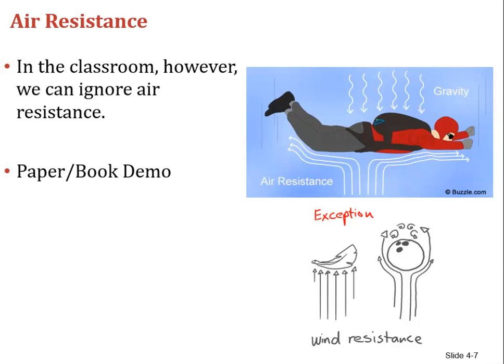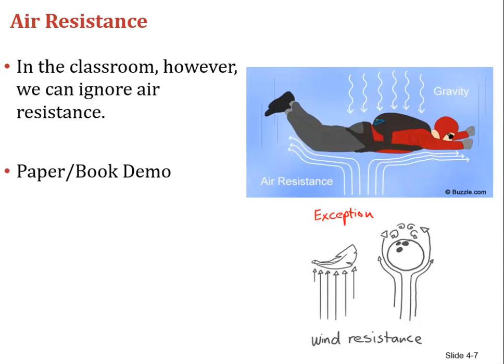All you need is a book and a piece of paper that's about the same size as the book, and it'll walk you through the demonstration, so you should be able to see why we can ignore air resistance in the classroom. The short version of it is that we are using objects that break through the air easily enough that they aren't affected by air resistance enough to matter.